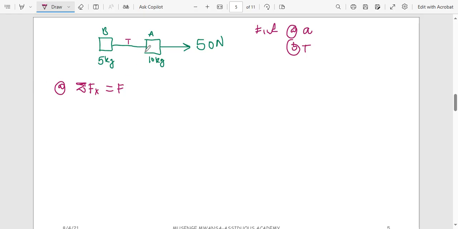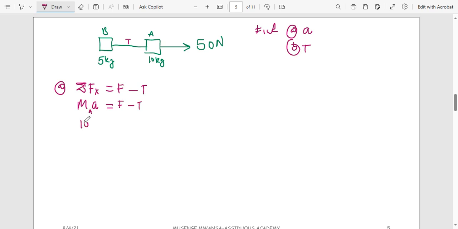But what is opposing motion for box A? Because it is pulling another object, the force that it is using to pull that object will be acting as a friction, opposing motion. So that tension is going to be opposing motion when we are pulling box A. And we know that net force is given by mass times acceleration. But this mass will be for box A because that's the one that we are trying to pull. And that will be equal to applied force minus tension.